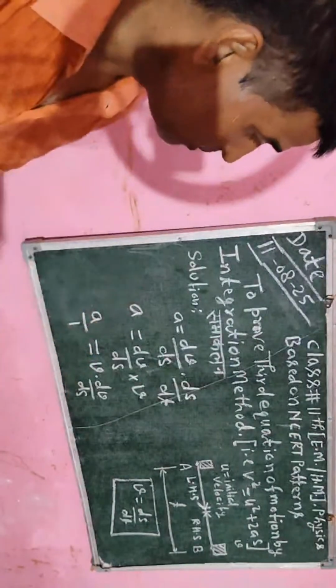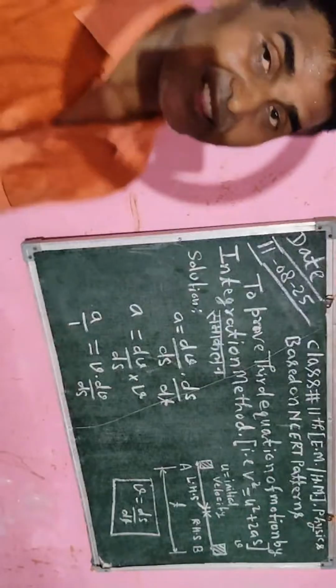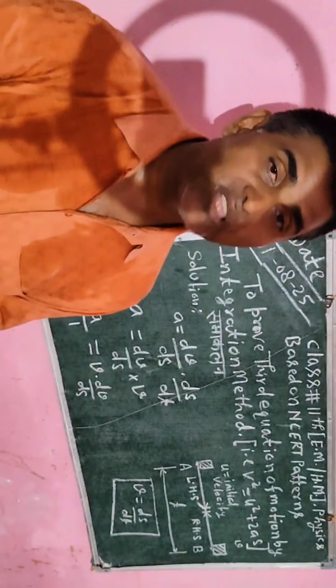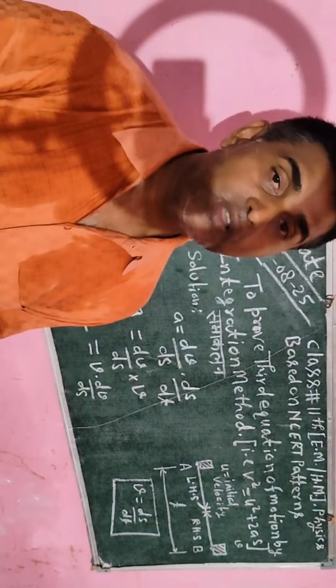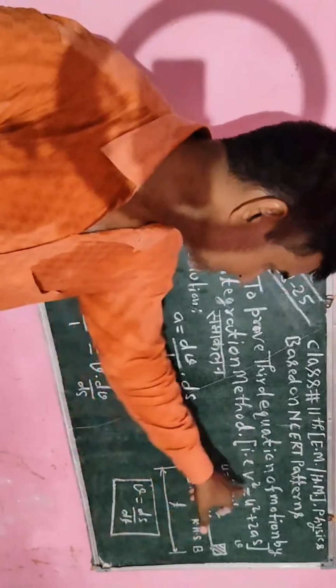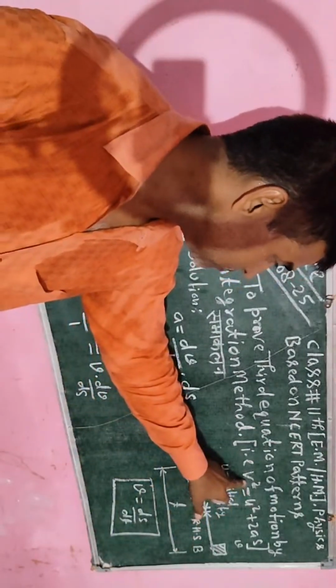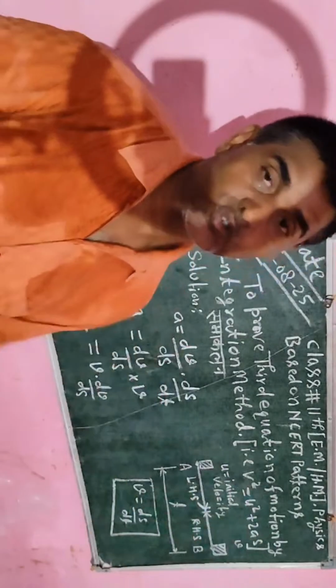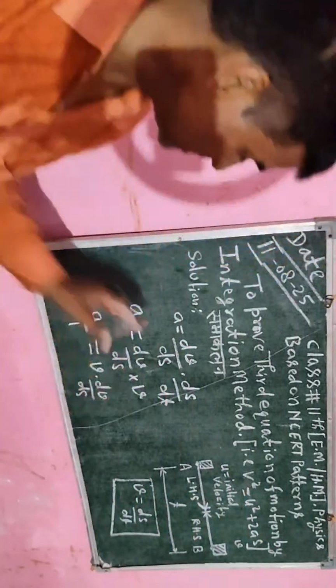So this information I will also translate in Hindi, and then I will explain the information further for reaching the destination. My destination is v square is equal to u square plus 2as. So that information I will consider.